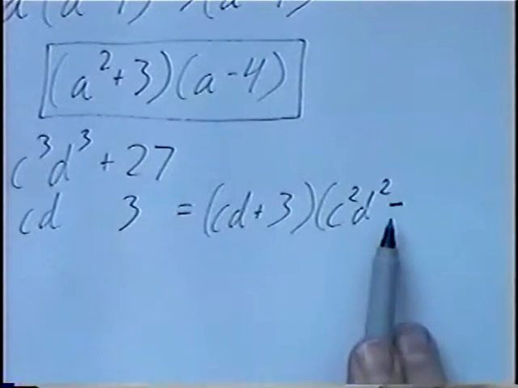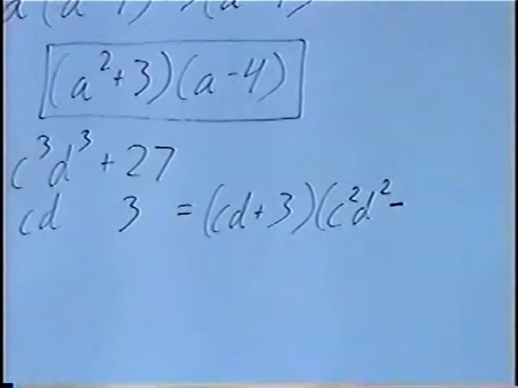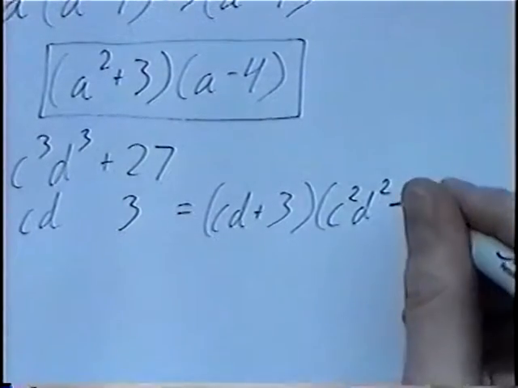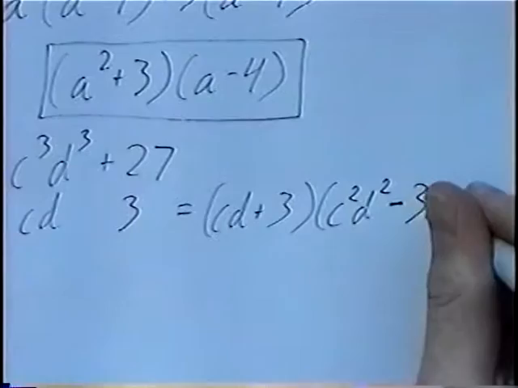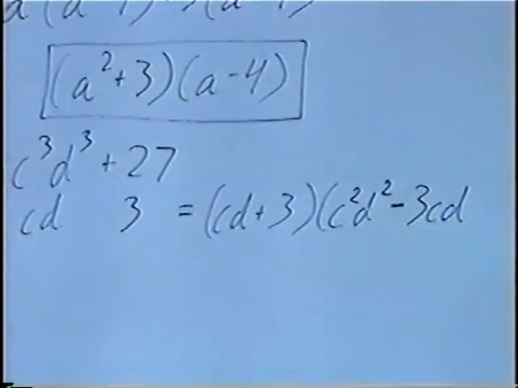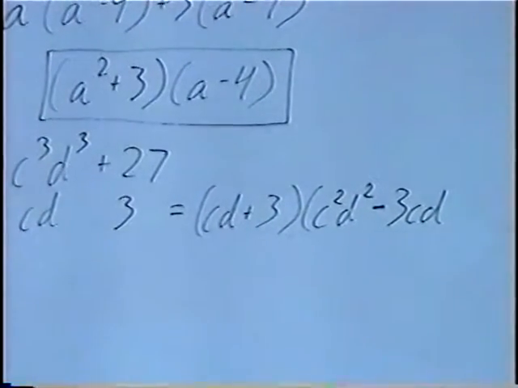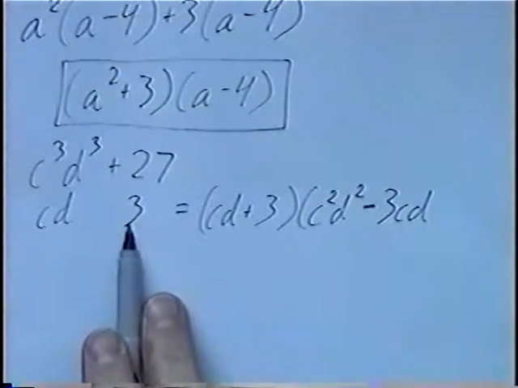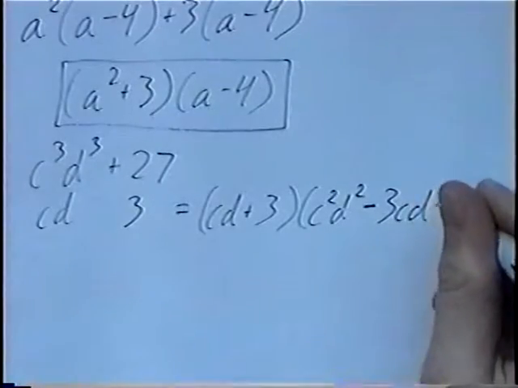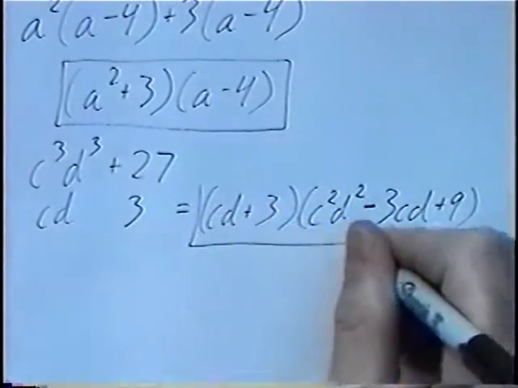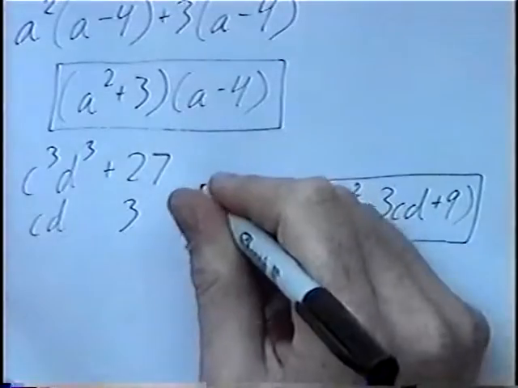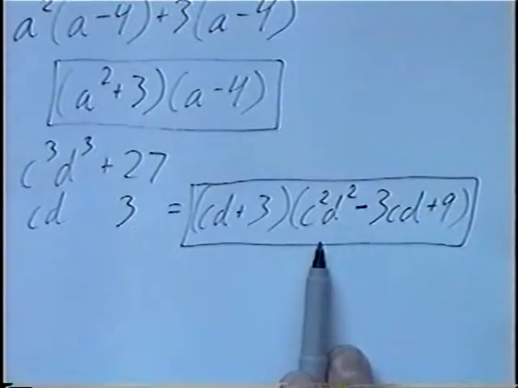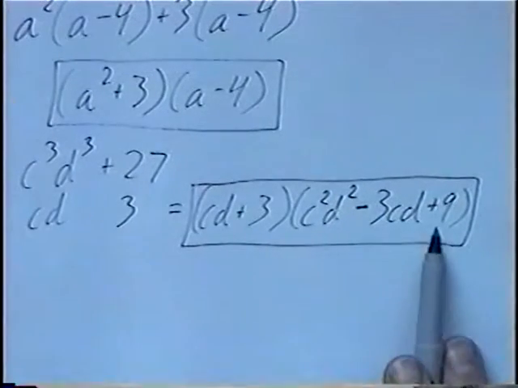When you have the sum of cubes, the second term in the trinomial will be minus, and we'll put both the terms together, cd times 3, which will be 3cd. And for the last term of the trinomial, we'll take the 3 that we took the cube root of, and square it, so our last term would be 9. So our final answer for the sum of cubes is cd plus 3 and c squared d squared minus 3cd plus 9.